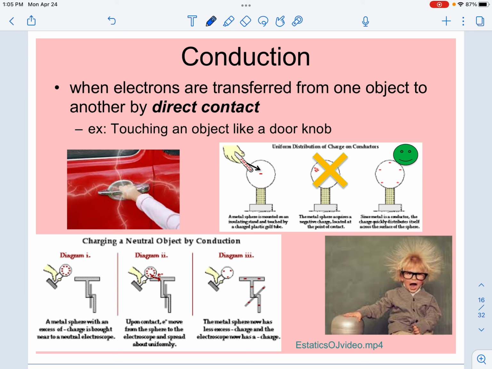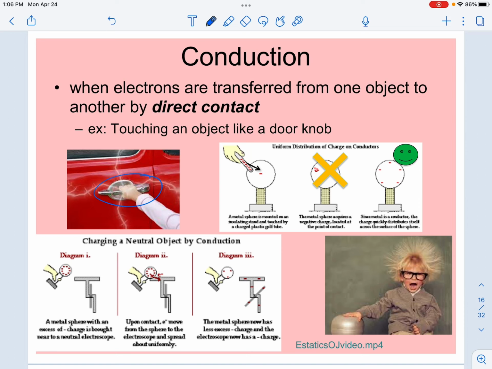Conduction is going to be the transfer of an electric charge because electrons physically relocate once again. But this time we do not need a rubbing motion. We do not need one object to slide across the other. Instead, they simply have to come into contact. So if we think about being shocked whenever we touch something metal, that is a buildup of an electric charge that's sitting on one of the two objects.